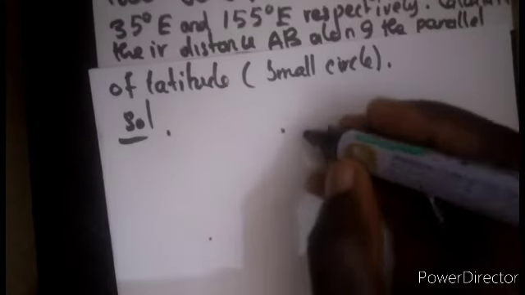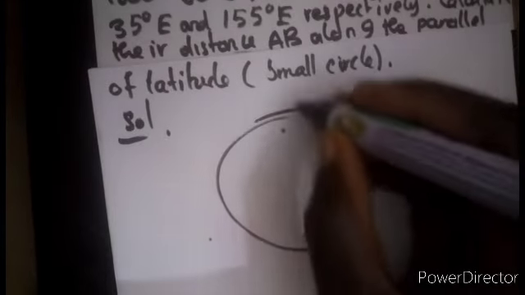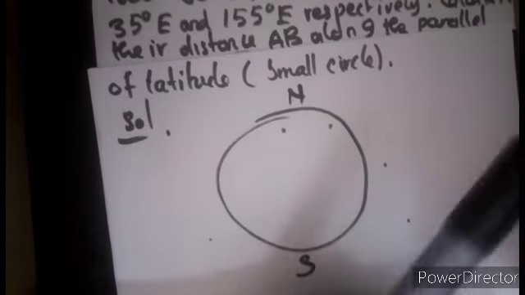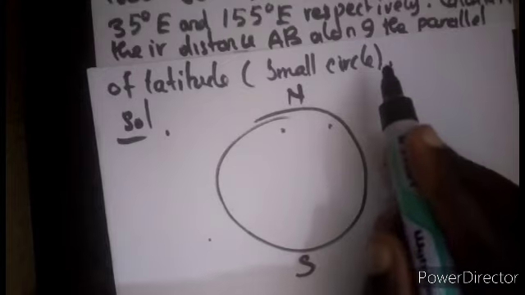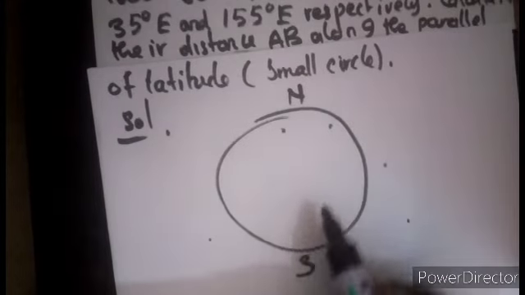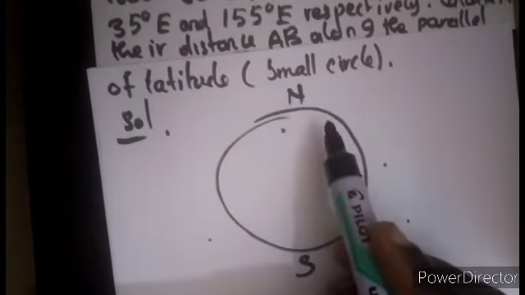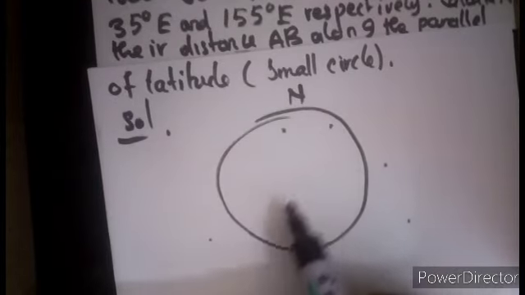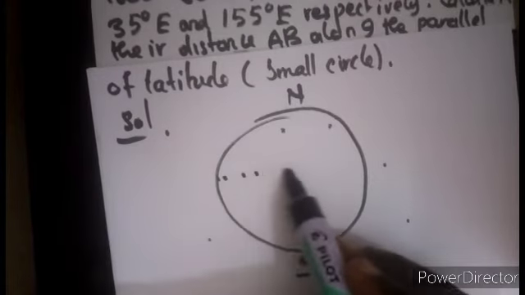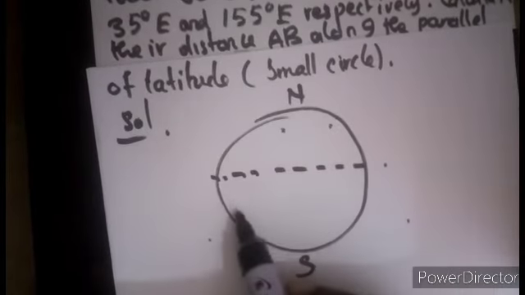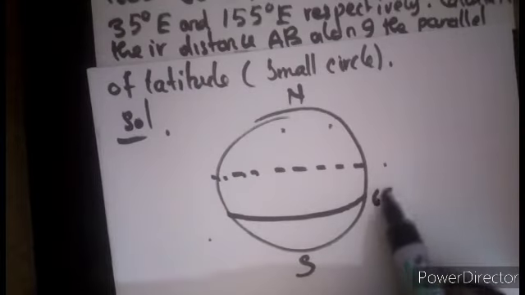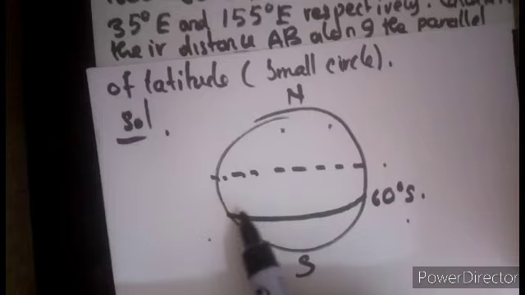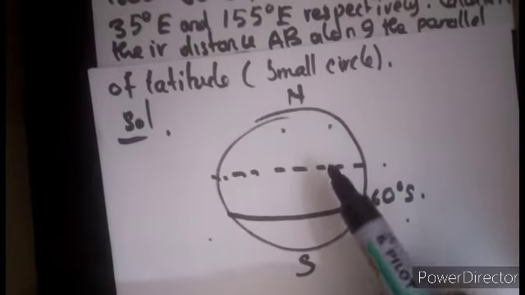You guys know I like sketching. Let's say this is north, south, but you must not. If you want to save time, you can skip that. Let's say that's the north and south, and we are told that the 2 points are on the same latitude, 60 degrees south. Let's say this is the equatorial line, and this is 60 degrees south.